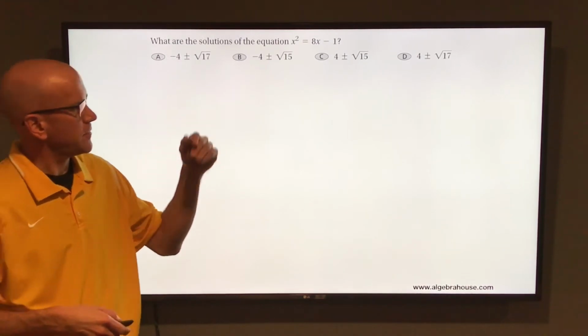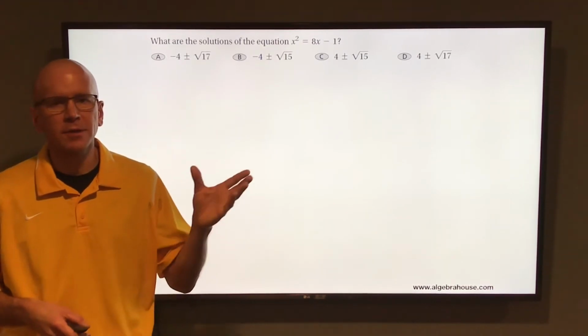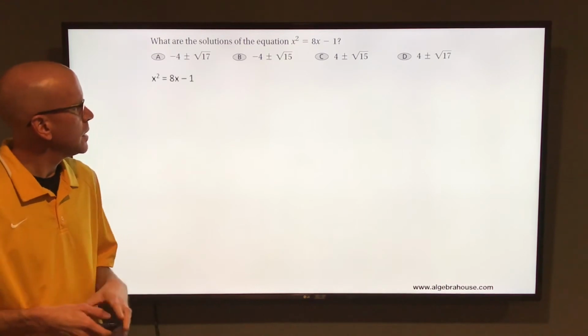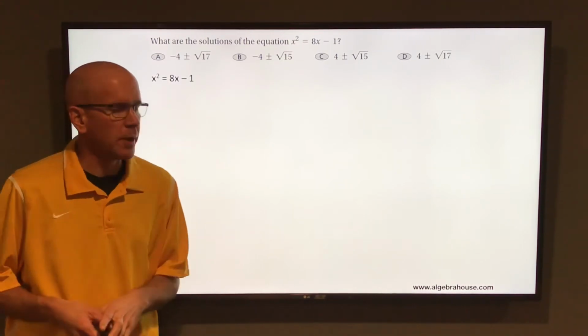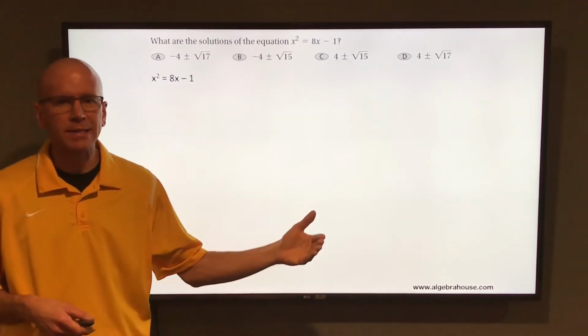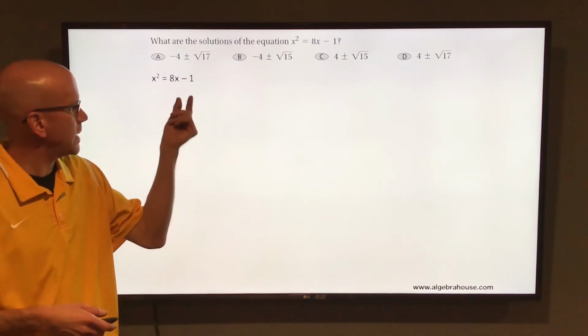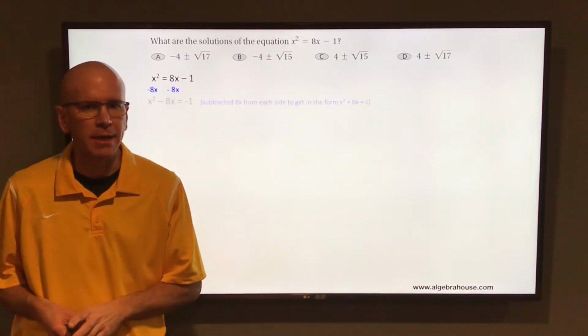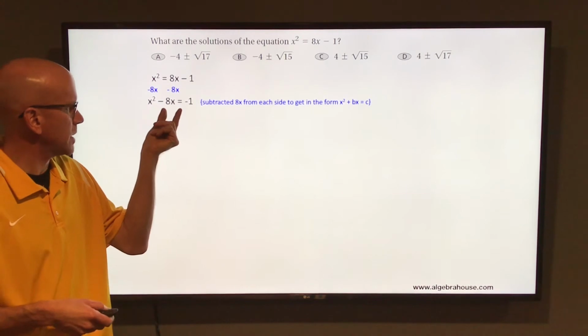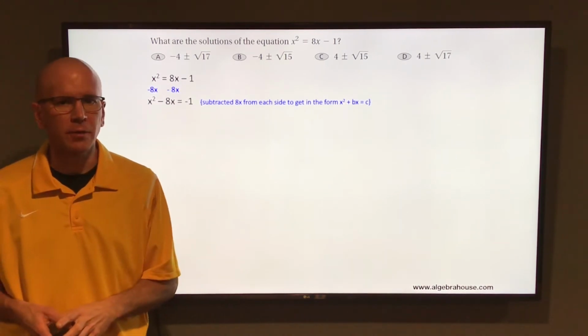What are the solutions of x squared equals 8x minus 1? Well, we can solve that by completing the square. Take that x squared equals 8x minus 1. We want to get the constant term to the right side, everything else to the left side. So that 8x, we can subtract that from each side. And now we have x squared minus 8x on the left, and the constant term is on the right.